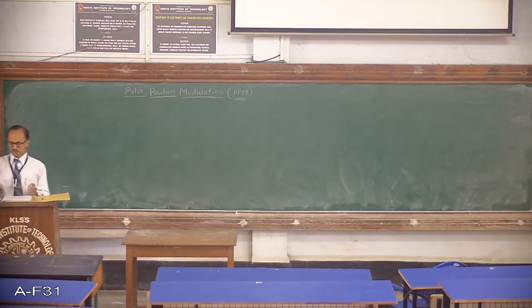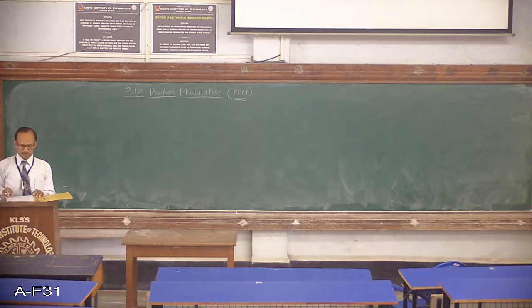The next modulation scheme we are going to discuss is pulse position modulation, that is PPM. This particular modulation scheme is different from the previous two modulation schemes we have discussed, that is pulse amplitude modulation and pulse width modulation, and this one is quite interesting also. In this modulation scheme, basically the amplitude and width of the pulses are kept constant. The width of the pulses doesn't vary as per the PWM scheme, and the amplitude of the pulses doesn't vary as we have seen in PAM.